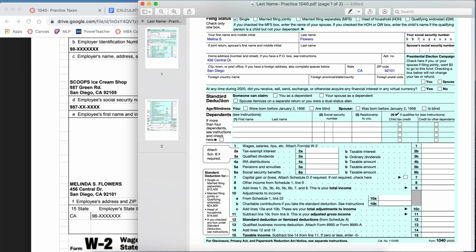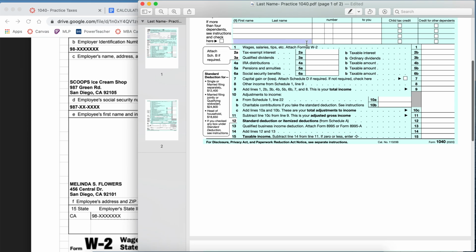We know that she's 18, she lives at home, she is a dependent. So it says someone can claim you as a dependent. We need to hit that. If she lived by herself, we would leave it blank. And again, she does not have any children, so we skip over this and we get into the financial portion.